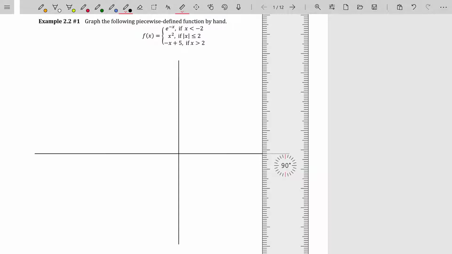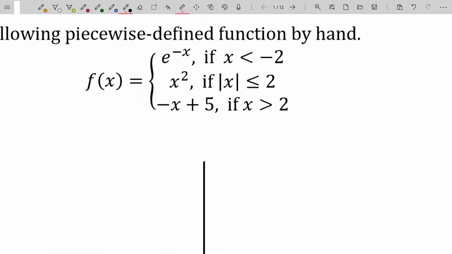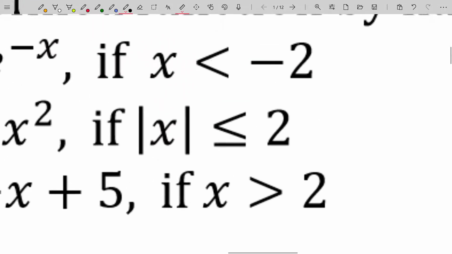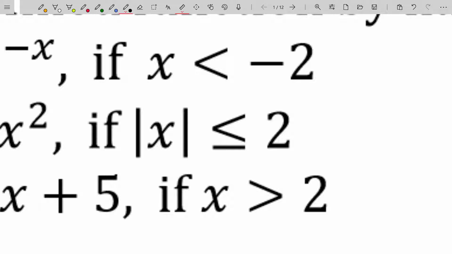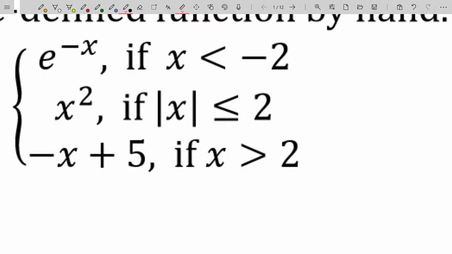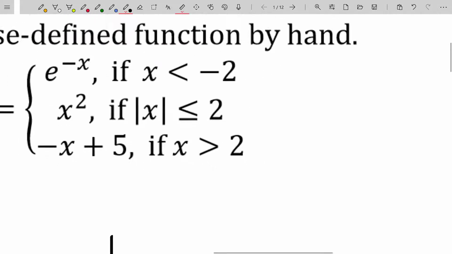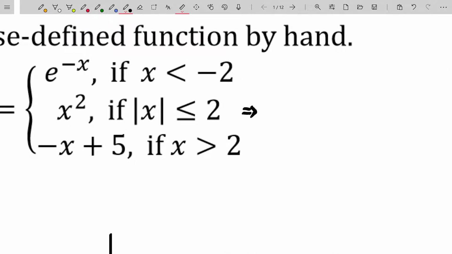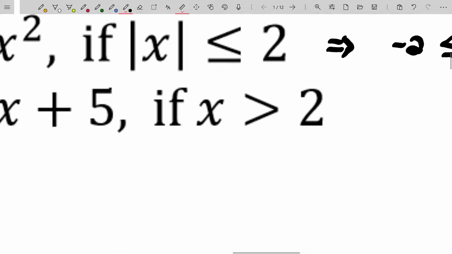The next thing I'm going to do is actually note the scale of the axes. So for example, the X axis, I see that the first condition is X is less than -2. The second condition is bordered around the absolute value of X being less than or equal to 2. I need to talk about that. That will imply that X itself is less than or equal to +2 and greater than or equal to -2. So that gives me another range of X values I have to worry about. And then finally, the last condition is for all X values greater than 2.